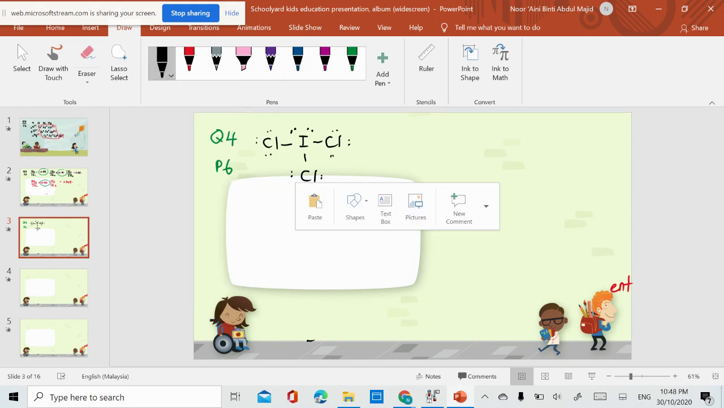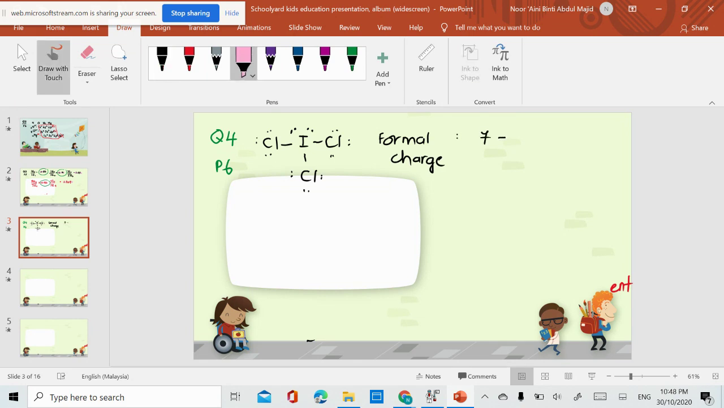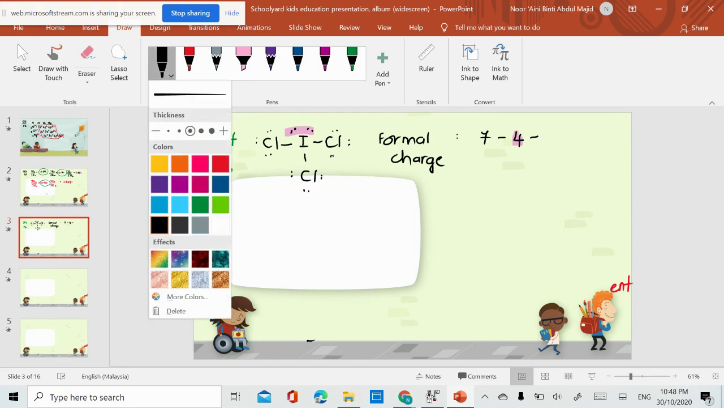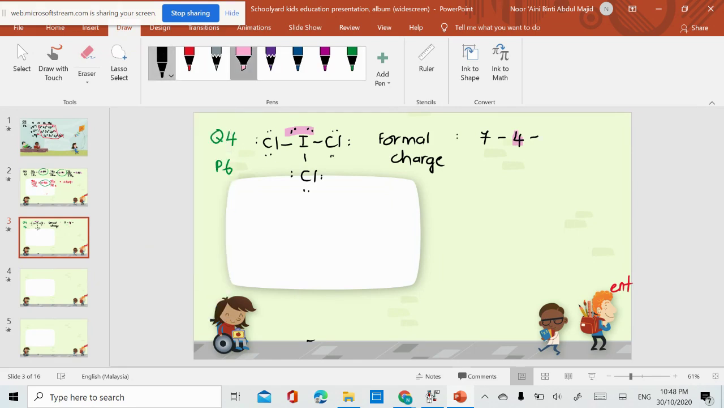And when you calculate the formal charge, the formal charge will be number of valence electrons for iodine, which is 7, minus the number of electrons as lone pairs, 4. And finally, minus the number of bonds, the number of dashes around iodine. That is 3. And you will get 0. That is the only answer.